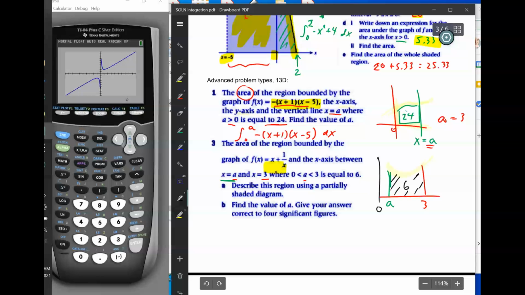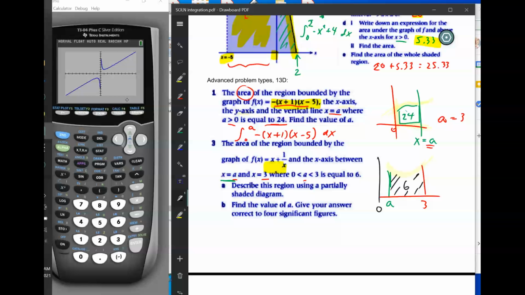Because we know that a is between 0 and 3, but we don't know exactly what a is, it could be just 1 or 2. There's only 2 possible numbers, assuming that the answer is a whole number. Now we're going to find the value of a. It says give your answer correct to 4 significant figures. Whoa, maybe this is not going to be a whole number answer. So let's try it.